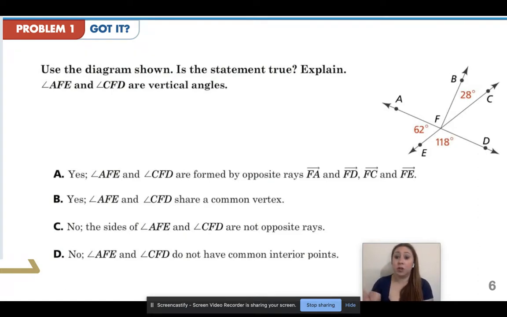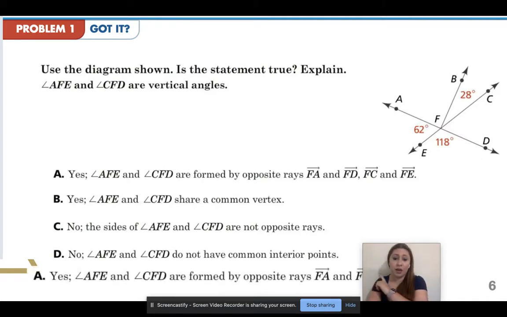All right, so now you should definitely know what it is. Did you pick A? They have opposite rays, so AF, FD. See how it makes a line. That's what you want to see. EF, FC. Don't attack my chair.